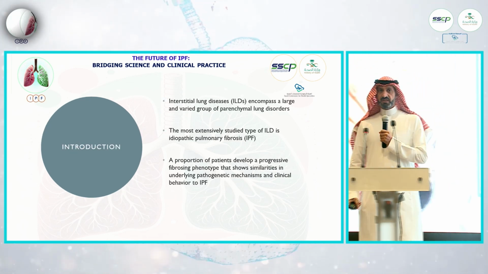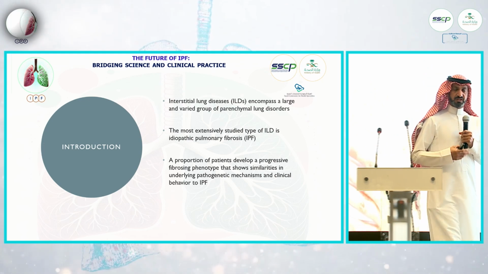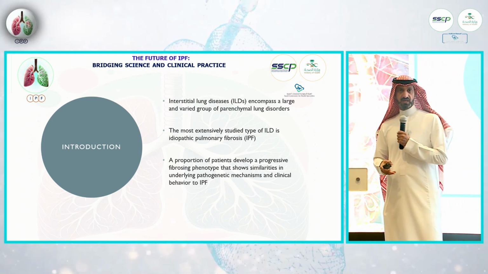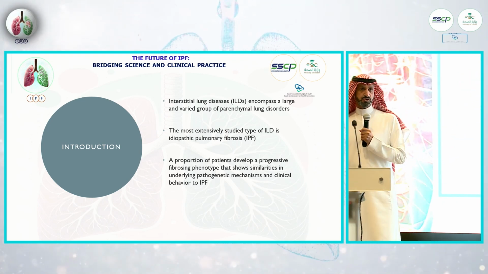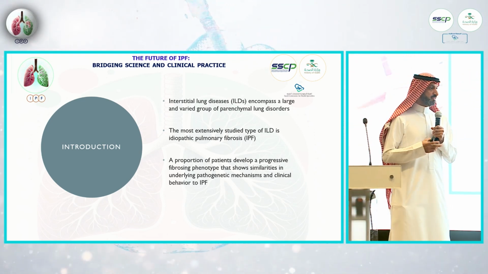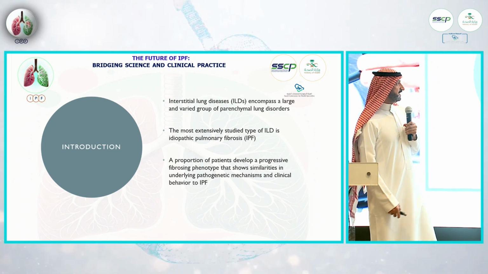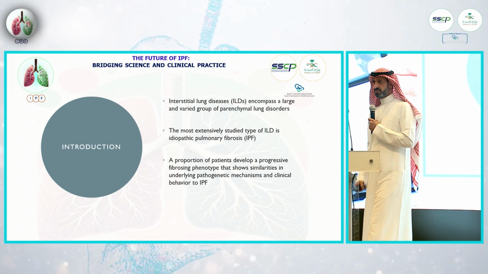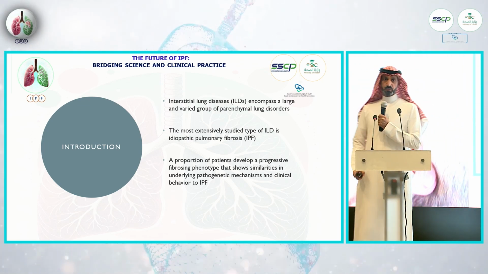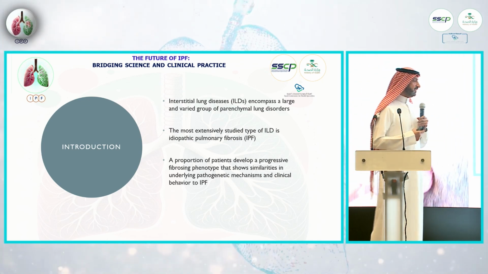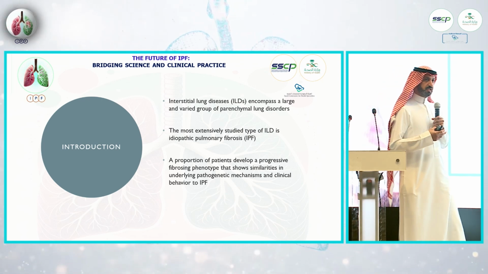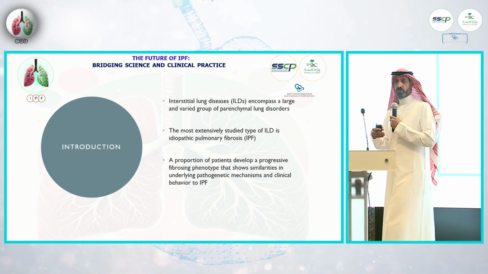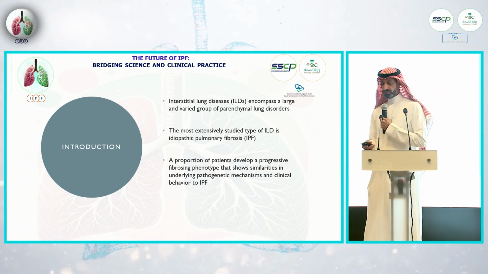As everybody knows, we have a variety of interstitial lung diseases, and these can vary based on the geographic distribution or based on the gender and the age of the patients. The most studied type of ILD is IPF. And we have to know that some of these ILD patients usually progress over time. And this is why we now have what is called progressive pulmonary fibrosis.